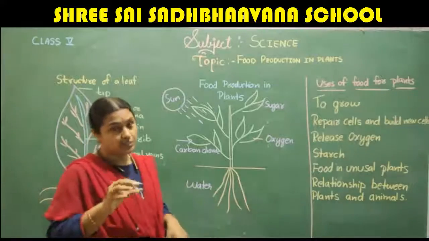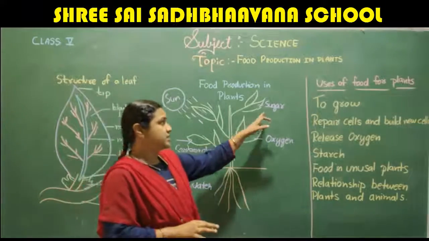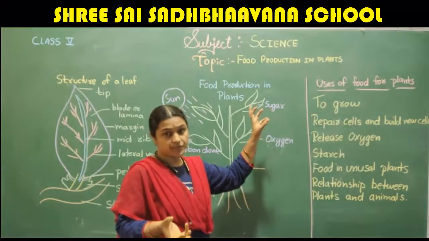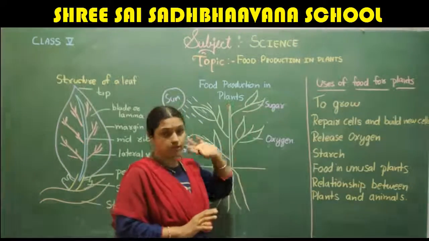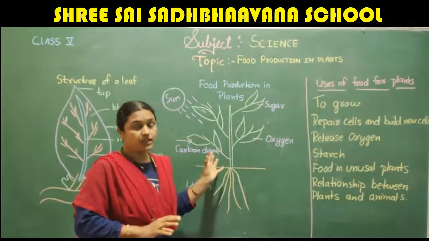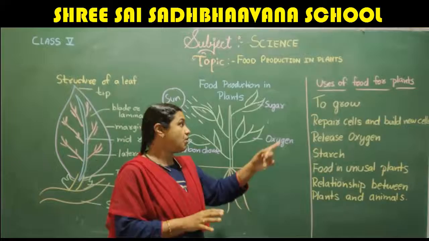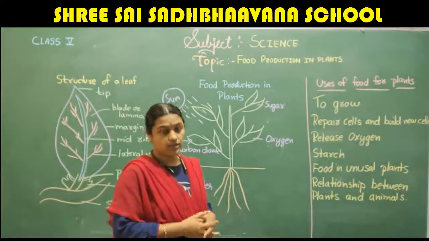So the food that is prepared by the plants is called glucose, but it is in the form of sugar. The food that the plant prepares is called glucose. It is in the form of sugar.